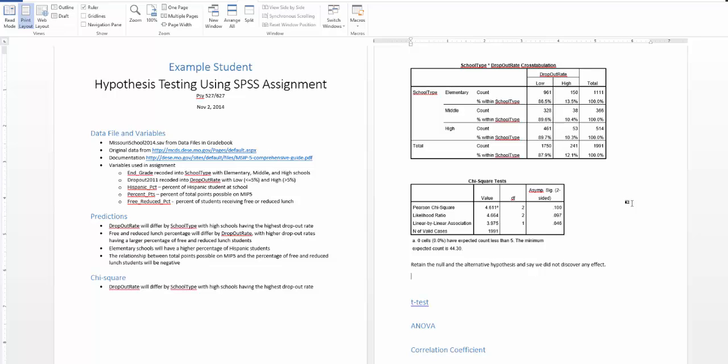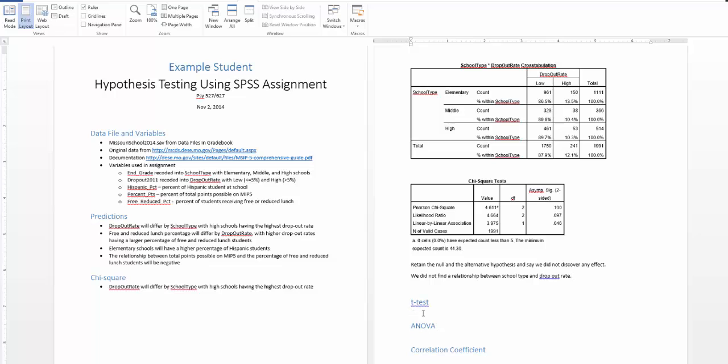So we have to say we did not find a relationship between school type and dropout rate. And we could comment if we wanted to that our results were in the direction opposite of what we predicted, but we won't right now.